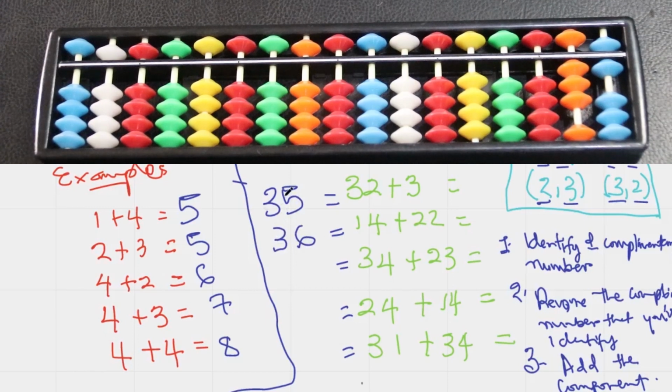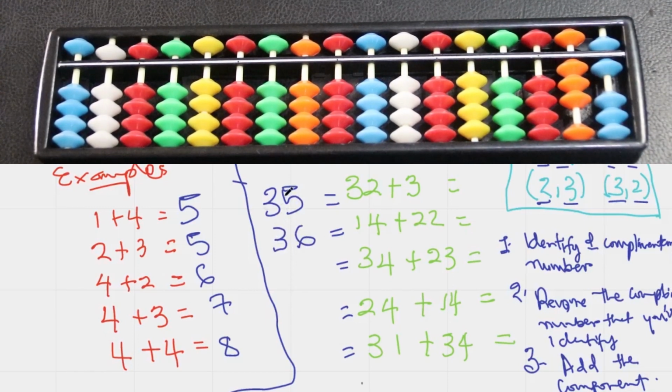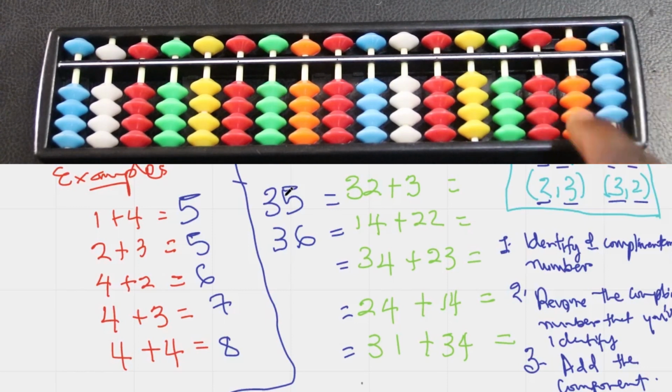Okay, let's go again. We want to do 34 plus 23. 3 and 4. That's 34. We want to add 23 to it. We need to add 2 to this place and 3 to this rod. To add 2 to this rod, we don't have enough. We ask ourselves, what's the 5 component of 2? It is 3. We remove the 3 and we add 5.